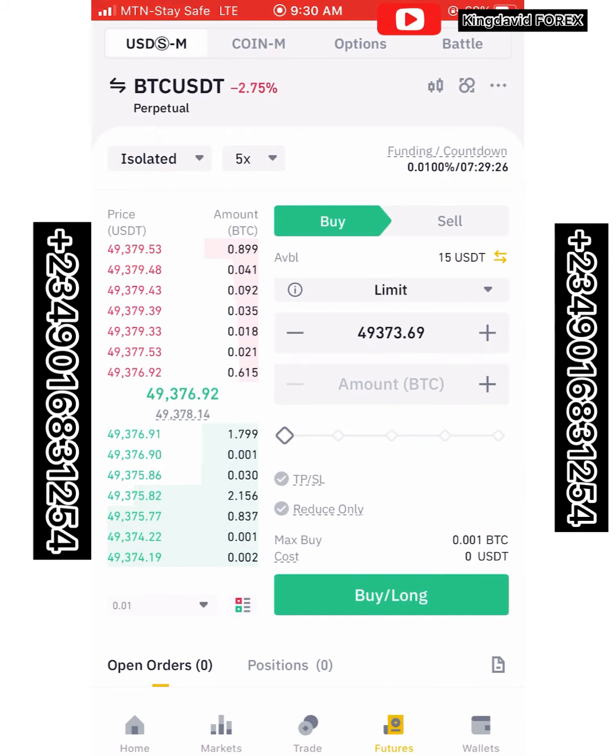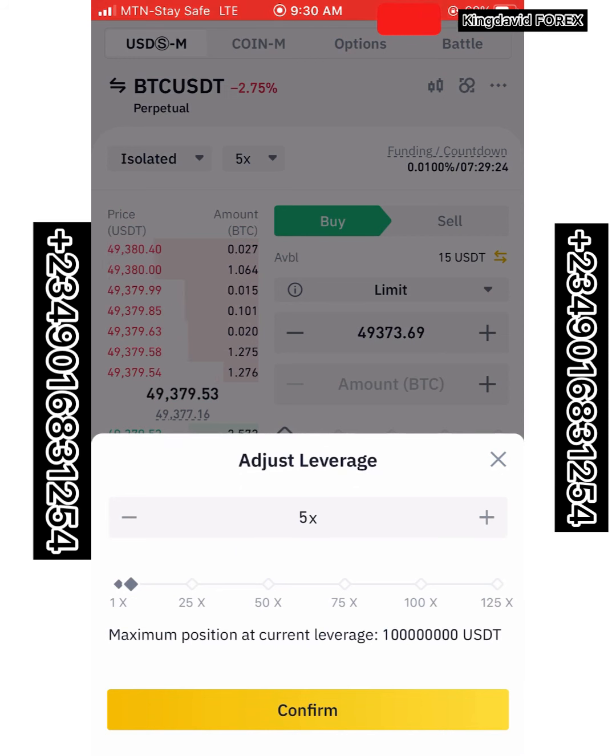All right, then again, we have leverage. Please, no matter what, do not exceed 10x leverage. Don't exceed 10x leverage. If you're on 10x leverage, it means that you only lose your money if BTC goes below 10%.